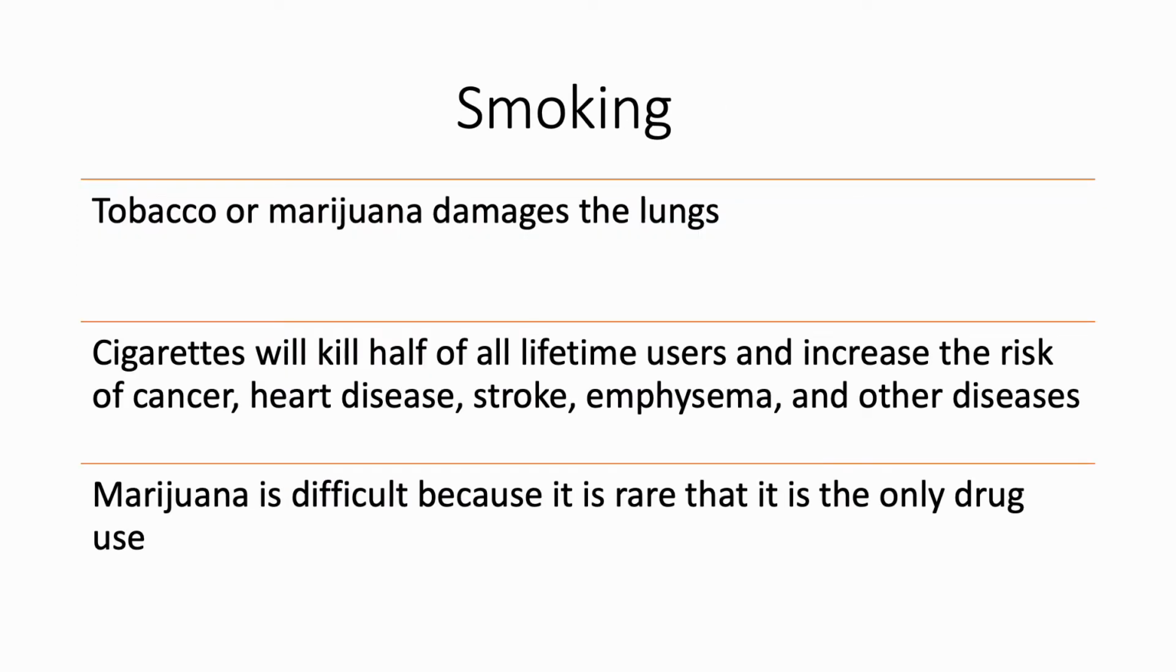Another risk-taking behavior that you will frequently see in adolescents when they're deciding who they want to be is smoking. Whether it's tobacco or marijuana or anything else you're smoking or vaping, it damages your lungs. Cigarettes will kill half of all lifetime users and increase the risk of cancer, heart disease, stroke, emphysema, and other diseases. And we know a lot less about marijuana, because it's really rare when a person uses only one drug. So it's a little bit hard to separate out what's the effect of marijuana and what's the effect of other drugs that are being used.